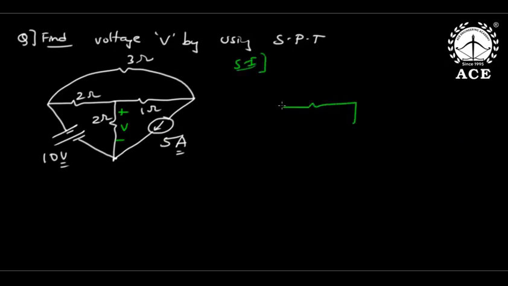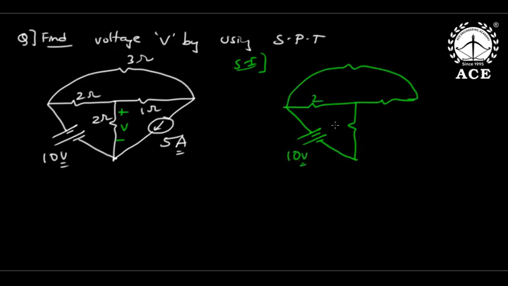So if I take 10 volts only, what I have to do with the current source? Open circuit it. So this is now 10 volts, 2 ohms, 1 ohm, 3. And let this voltage be V dash. Now, when each sub-circuit has only one source, we can directly do it. No need to do any procedure here.